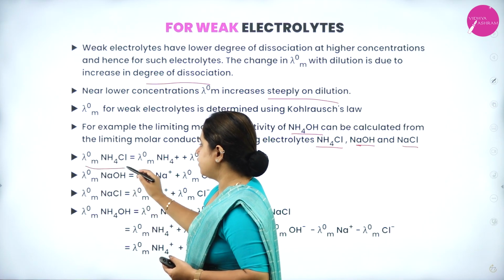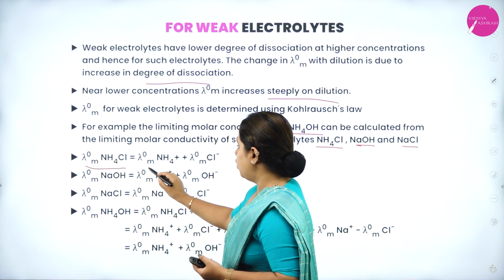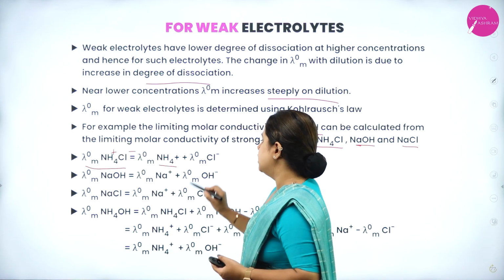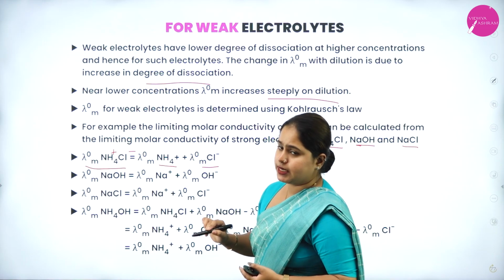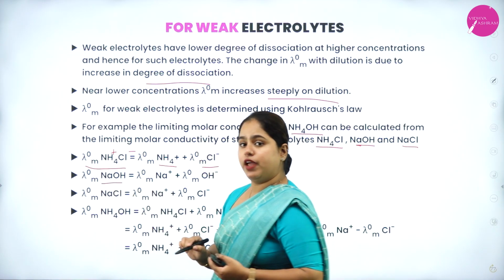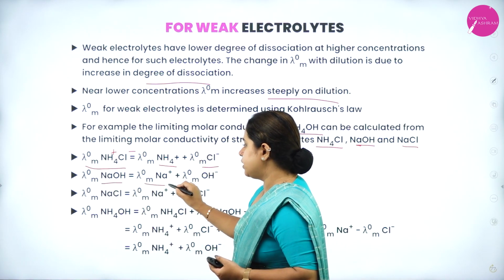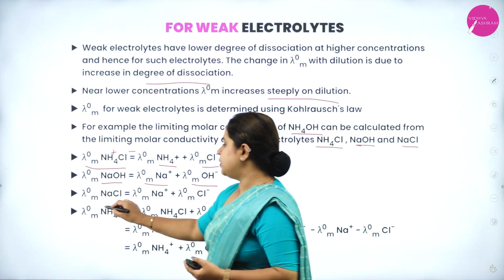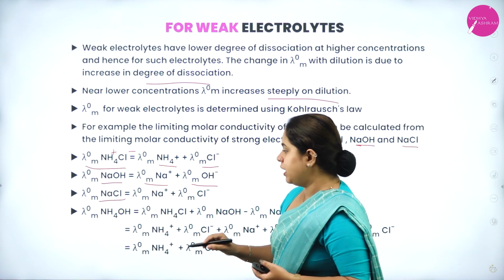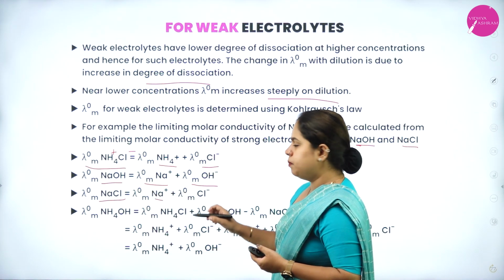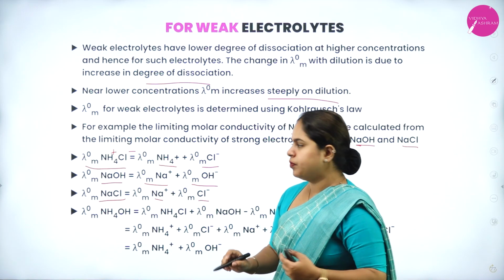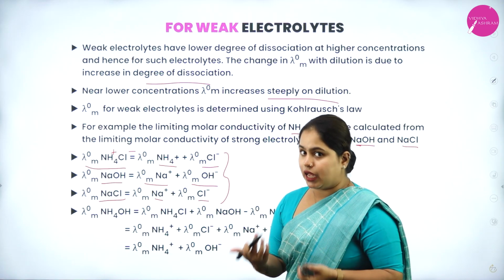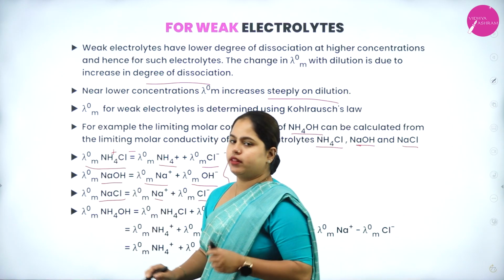So, the limiting molar conductivity of NH4Cl will be the limiting molar conductivity of NH4 plus and Cl minus, the ions present here, right? Now, the limiting molar conductivity of NaOH will be the sum of the limiting molar conductivity of Na plus and of OH minus. The next one, the limiting molar conductivity of NaCl, will be lambda naught m of Na plus lambda naught m of Cl minus, right? So now we know all these three. These are strong electrolytes, so we can calculate them and we will know the values of these three.